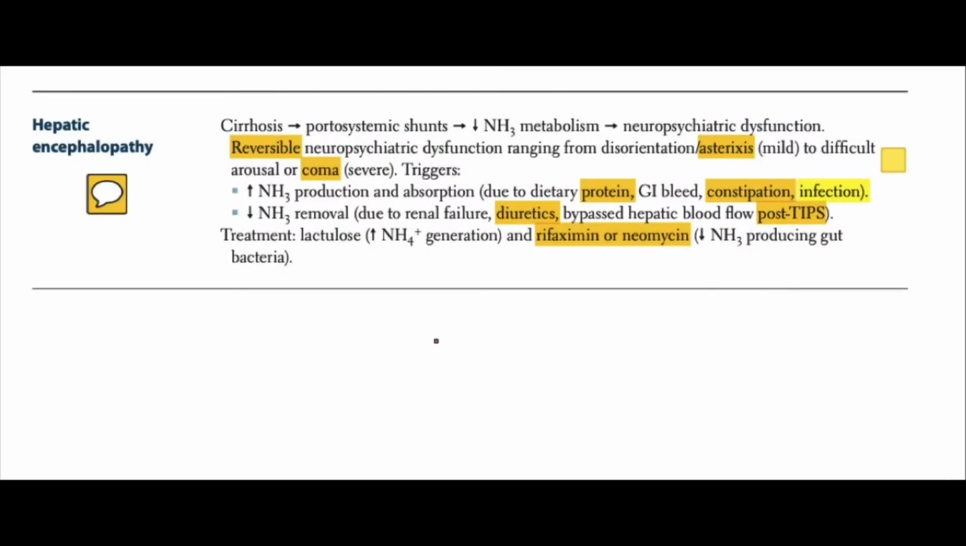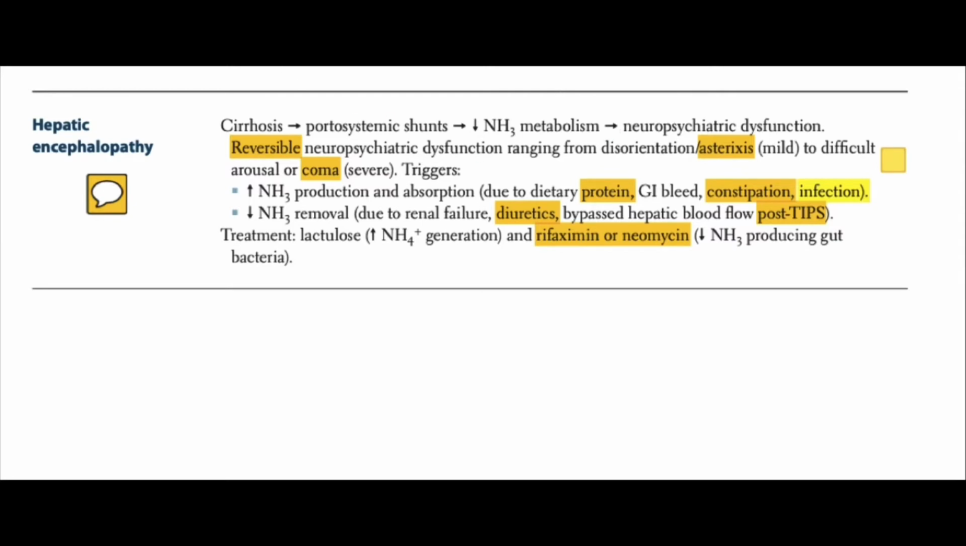Today we will discuss hepatic encephalopathy. As we know, it is one of the complications of liver cirrhosis. So when the liver is cirrhosed, there will be portosystemic shunts, and as the liver is not functioning, the metabolism of ammonia will decrease, and that will lead to neuropsychiatric dysfunction.